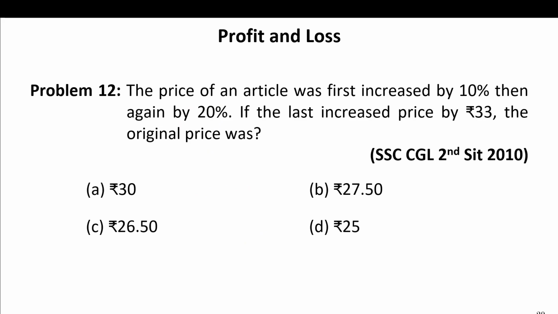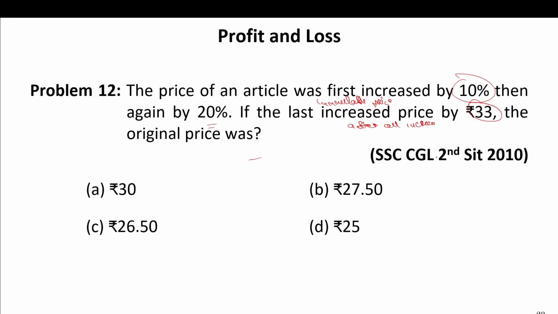So let's see problem number 12. So the price of an article was first increased by 10%. Okay. What happened first was it was increased by 10%. Then again by 20%. Okay. So if the last increased price is 33 rupees. Okay. Or we say the cumulative price after all increments is equal to this much. Then the original price was what?